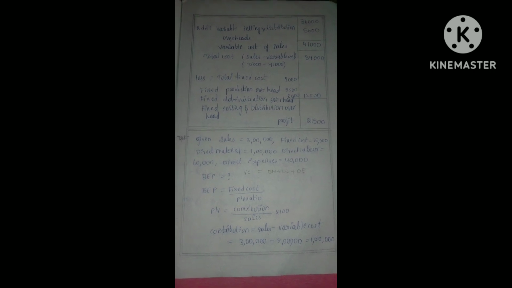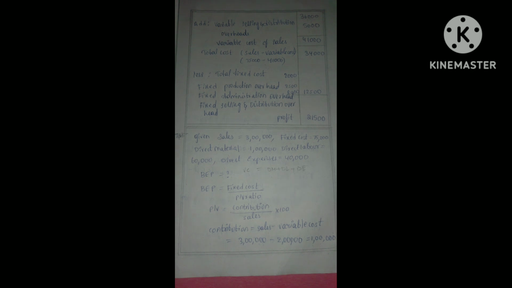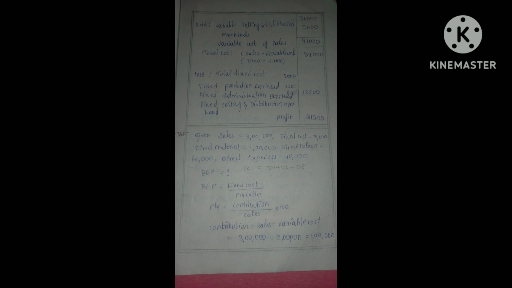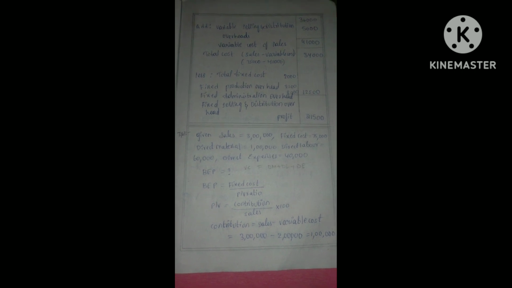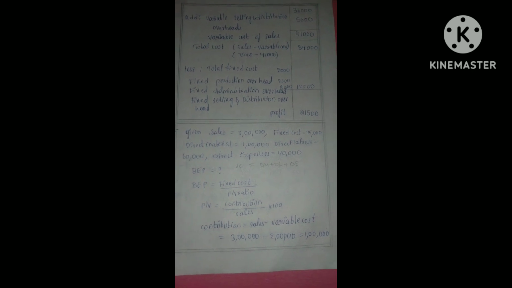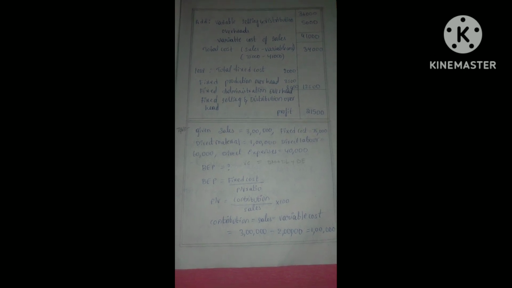Now we have to find out P by V ratio. As we know, P by V ratio formula is equal to contribution by sales into 100. So contribution is equal to 1 lakh and sales is equal to 3 lakhs. So 1 lakh divided by 3 lakhs into 100. After dividing, we will get 33.33%. So now we have to find out BEP. As we know, BEP formula is equal to fixed cost by PV ratio. Given fixed cost is equal to 75,000 and the P by V ratio is 33.33%. So 75,000 divided by 33.33%, we'll get 2,25,000.